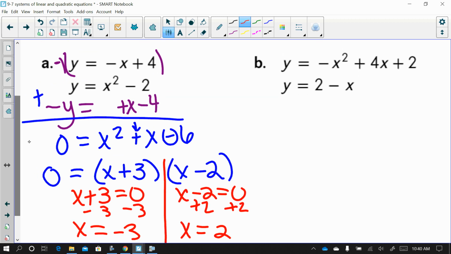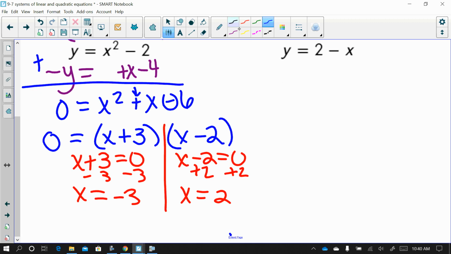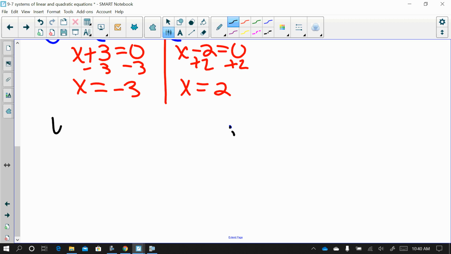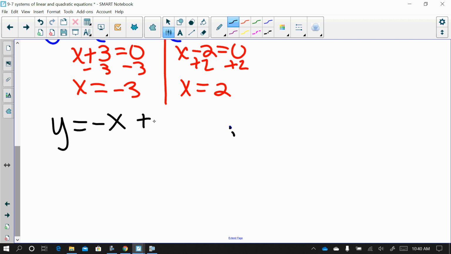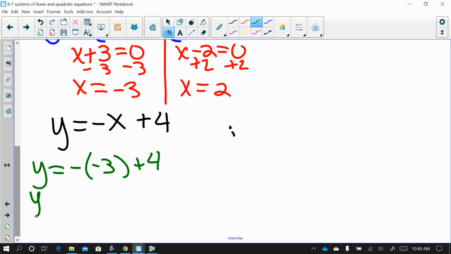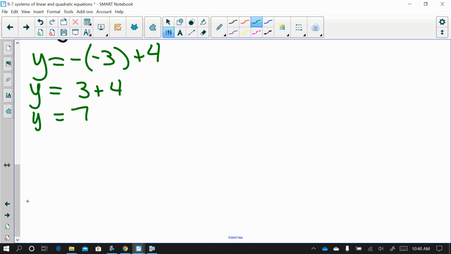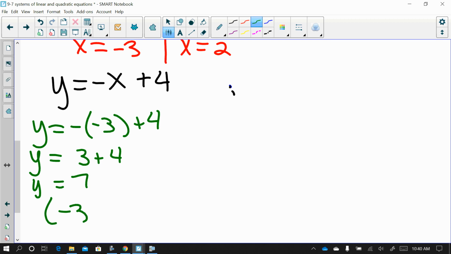So I'm just going to write, okay, I'm going to take my equation. I like the top one, again, a little better. Y equals negative x plus 4. So negative x plus 4. And I'm going to plug in my 2 answers. So y equals negative, instead of writing x, I'm going to write negative 3. Careful here, negative times a negative is a positive. 3 plus 4 gives me 7. So I get the ordered pair, negative 3, comma 7.